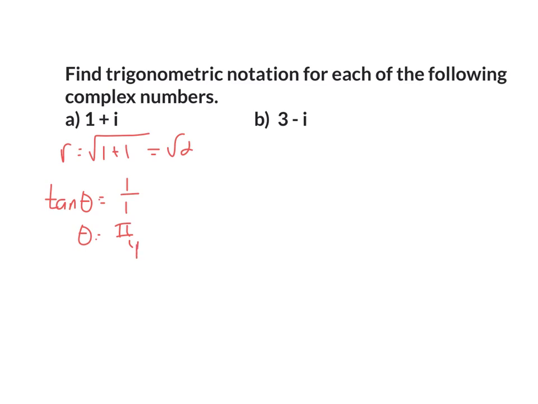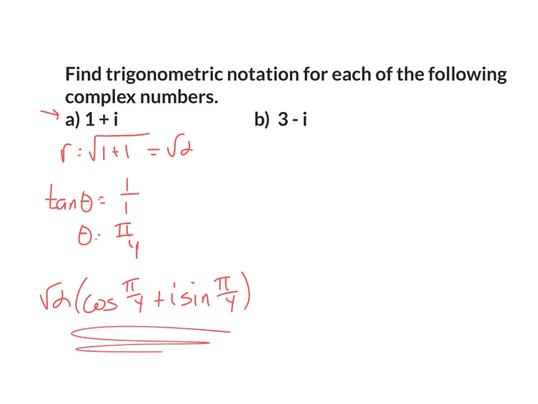Okay, theta is pi over 4. So my trig notation would be square root of 2 times cosine pi over 4 plus i sine pi over 4. Now, you're going to be tempted to work that out because you know what sine pi over 4 and cosine pi over 4 are. But if you work that out and distribute the square root of 2 and all that kind of stuff, you're going to get back to where you started. That's the trig form right there. Just leave it alone. Okay, let's try the second one.